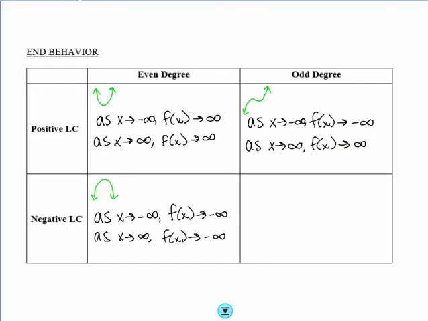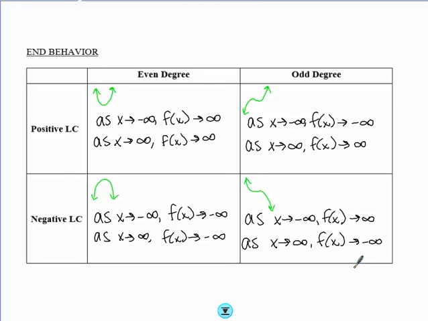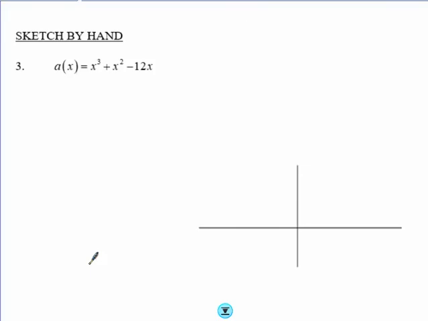If we have an odd degree polynomial with a negative leading coefficient, our graph looks something like that. So the end behavior, as x approaches negative infinity, f of x approaches positive infinity, and as x approaches positive infinity, f of x approaches negative infinity. So end behavior can give us one extra piece of information as we are trying to sketch graphs of polynomials. Finally, let's try to sketch these two equations by hand.